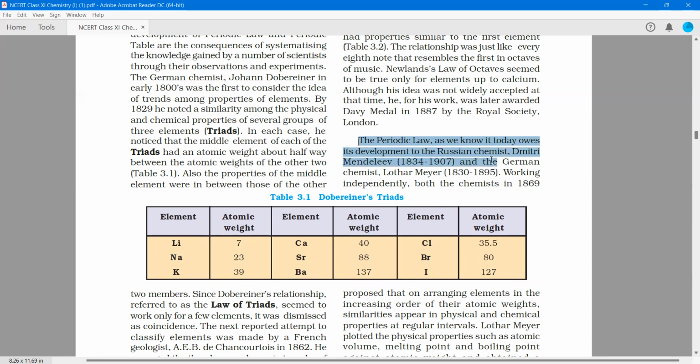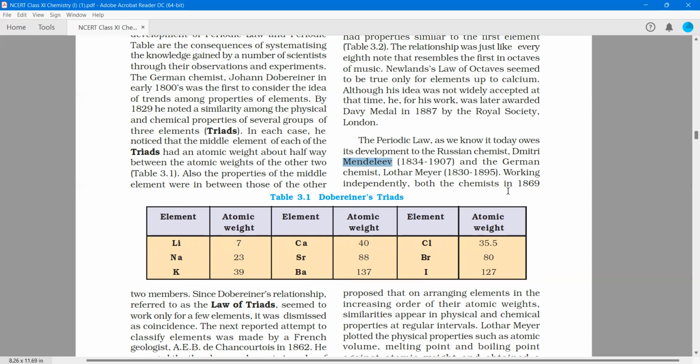The periodic law as we know it today owes its development to the Russian chemist Dmitri Mendeleev. So he was a very famous man. Mendeleev, we all know that the periodic table, not the modern one, but the first periodic table was given by Mendeleev. And the German chemist Lothar Meyer. So there is another chemist, that is Lothar Meyer, who also has some contribution in the making of the periodic table. So they were working independently. They were not working in a group.